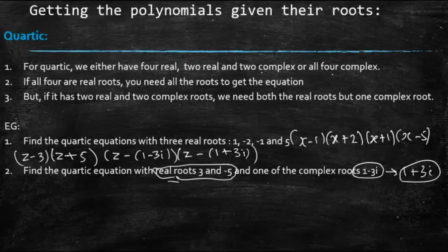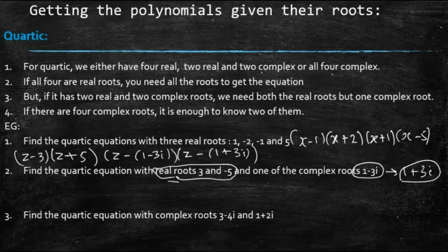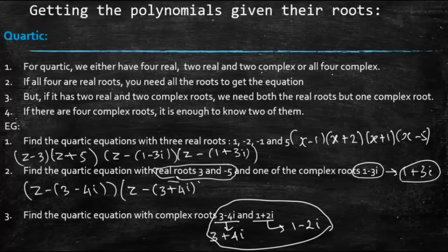Okay. When all 4 of them are complex roots, again it's enough if you know 2 of them. Like this will give you the second, 3 plus 4i, the conjugate of this, and the conjugate of this. Now you have 4 roots and you can use them to simplify, like put the conjugate roots together so that you can simplify as I explained to you for the quadratic.